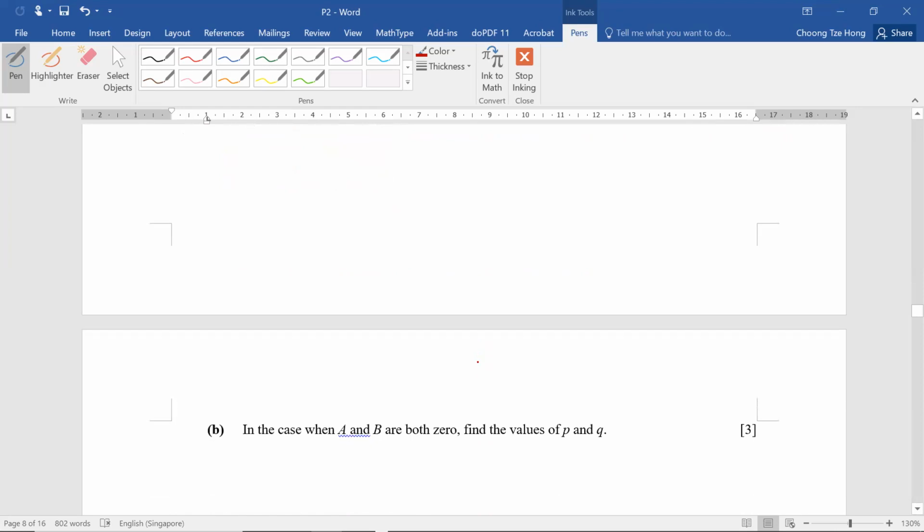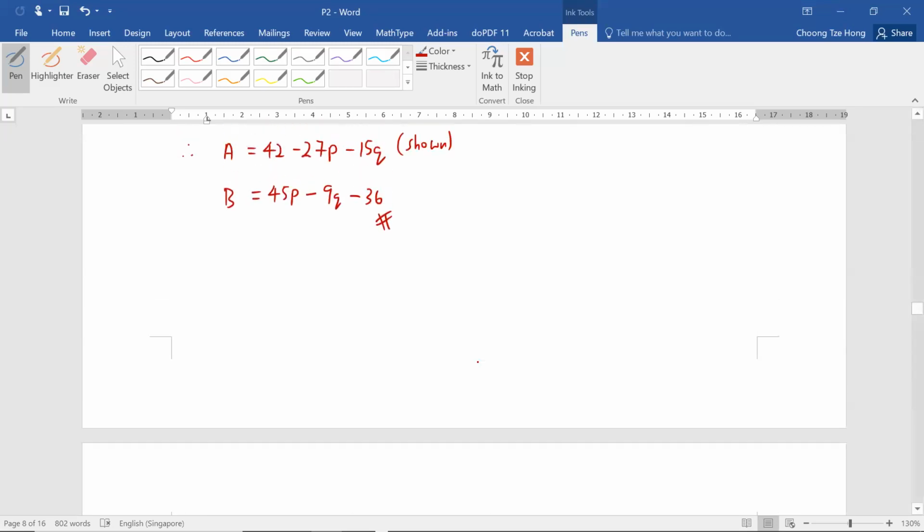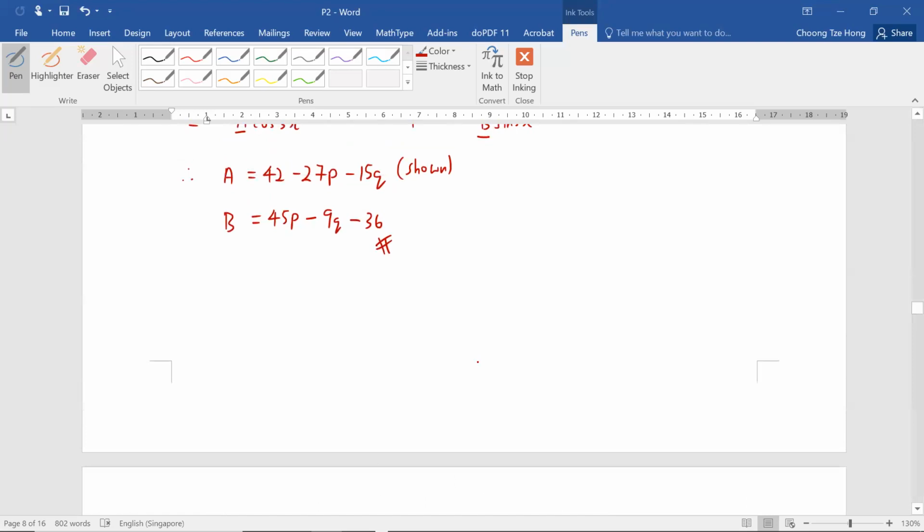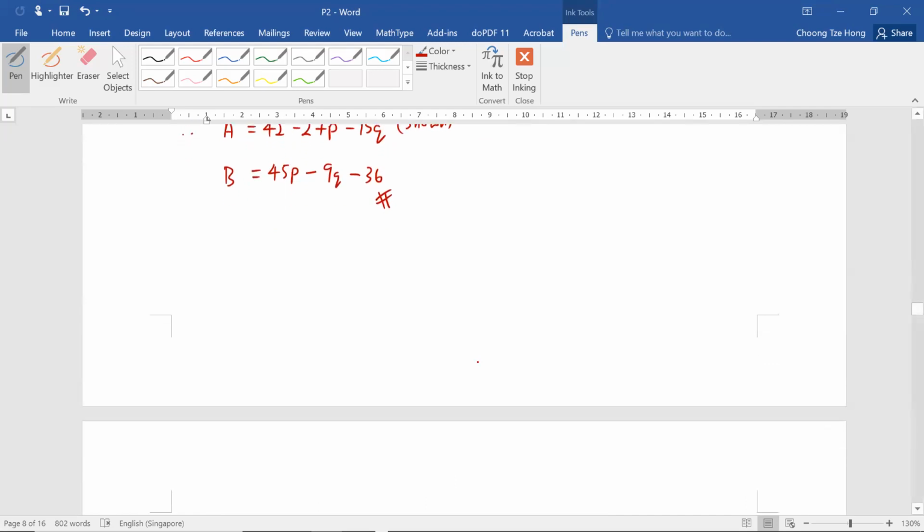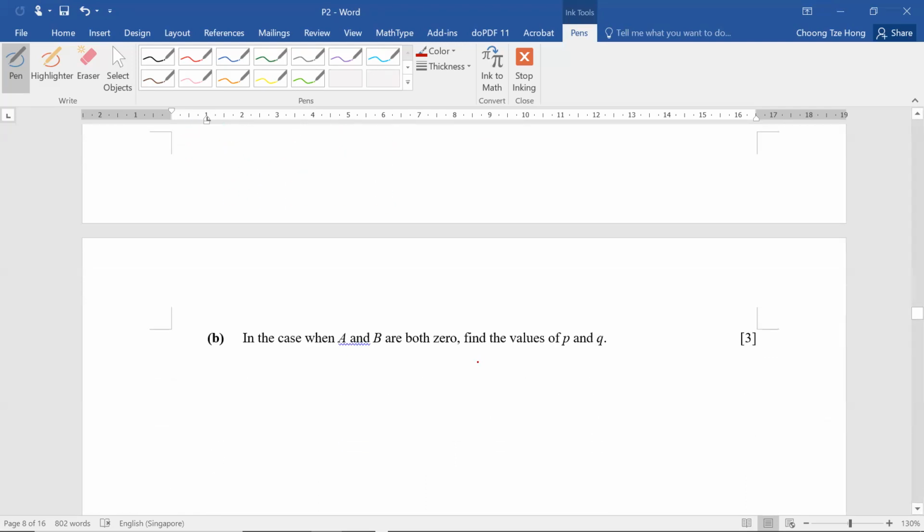Now they say in the case where a and b are both 0, find the values of p and q. This one is just a simple question about solving simultaneous equations. So a and b are both 0, so let's equate a and b both to 0. So a is equal to 0, which means that 42 minus 27p minus 15q equals 0. Try to simplify the numbers and make the numbers smaller. You should see that you can divide by 3.